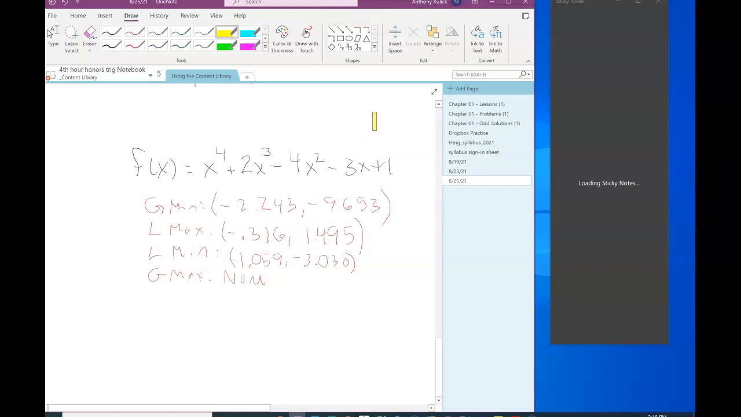So my point furthest to the left is the global minimum. I can tell by looking at the x-coordinate that it's the one furthest left because it's the smallest x-coordinate. To get down to a minimum, I would have had to start up high and then move down, correct? That's a decreasing piece. So starting at negative infinity, I went to the x-coordinate of my global minimum.